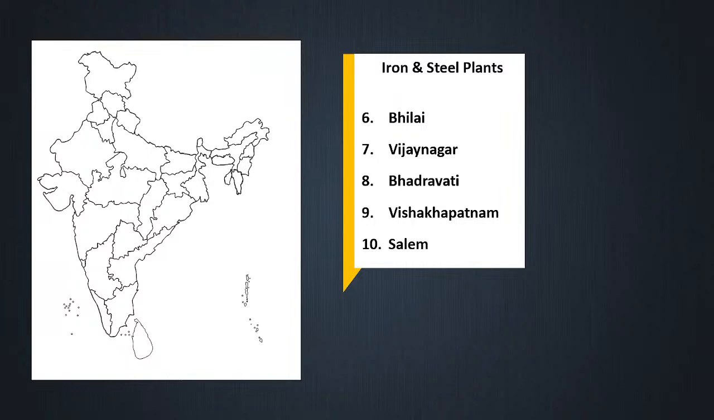Next, Bhilai, Vijayanagar, Bhadravati, Visakhapatnam, and Salem. Look at this. Bhilai is in Chhattisgarh, Vijayanagar in Karnataka, Bhadravati in Karnataka, Visakhapatnam in Andhra Pradesh, and Salem is in Tamil Nadu. Start locating it. Iron and steel plants.